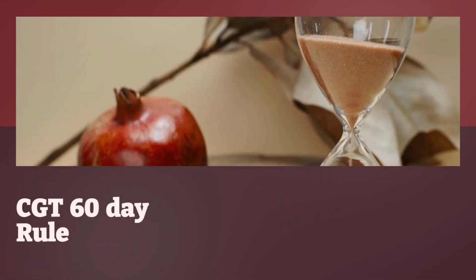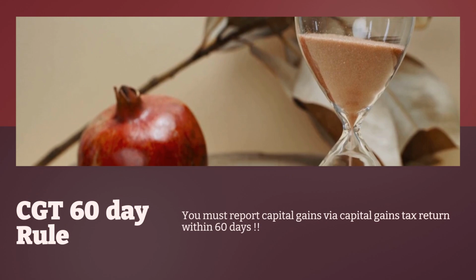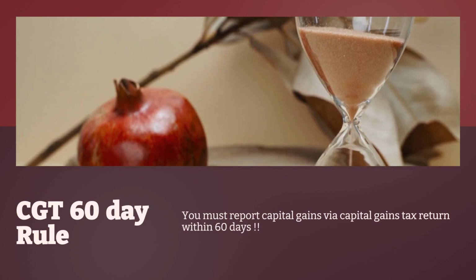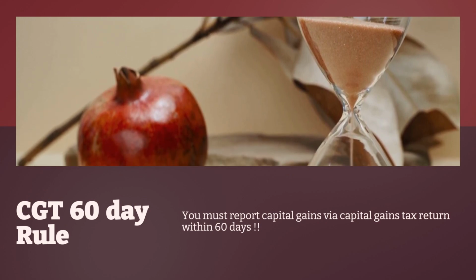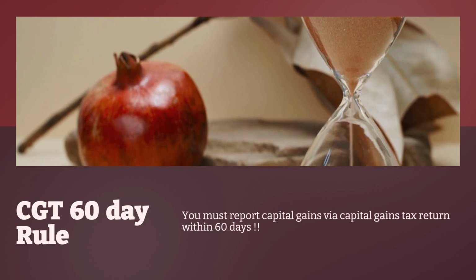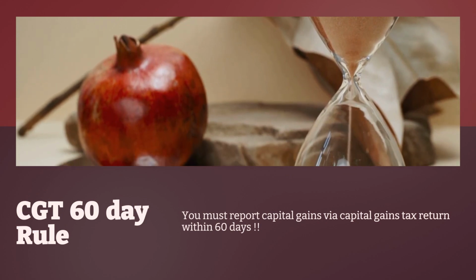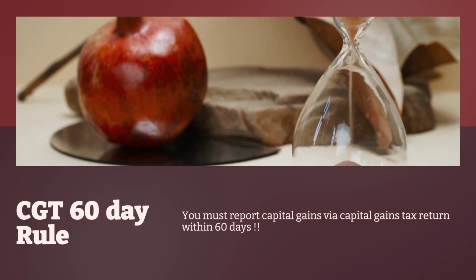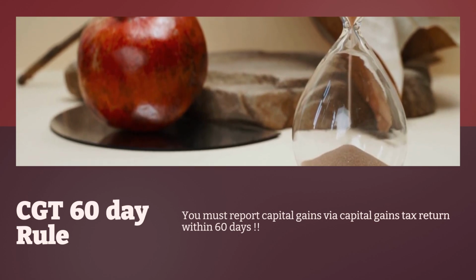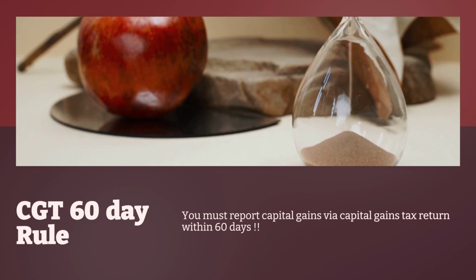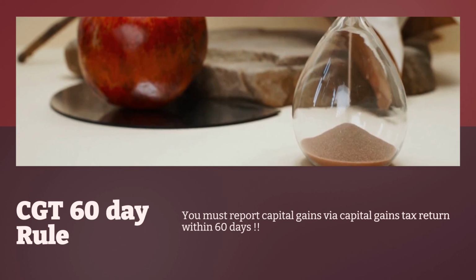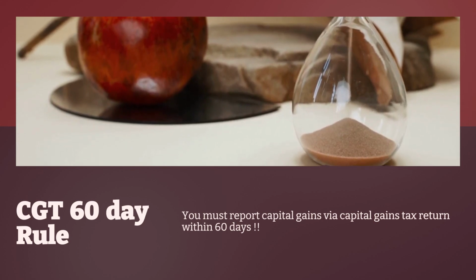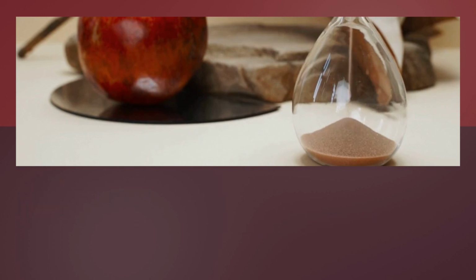Now let's talk about when to report your capital gains on residential property. Capital gains on residential property need to be reported to Revenue and Customs within 60 days of the property disposal. You must report capital gains via a capital gains tax return in a timely manner to avoid late filing penalties. In summary, you must report and pay all your capital gains tax within 60 days following the property disposal.